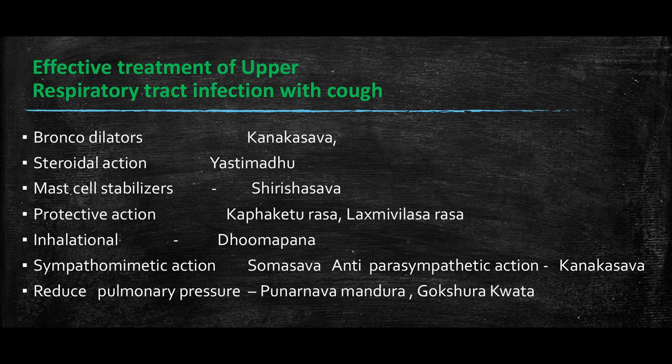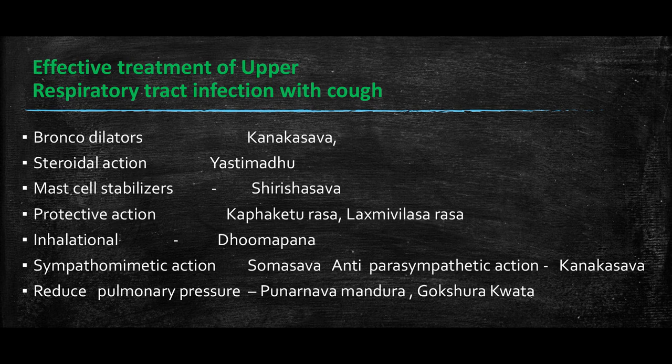Sympathomimetic action and parasympathomimetic action, if you want to exert this particular action, Somasava and Kanakasava can be given in the calculated doses again. Okay, to reduce the pulmonary pressure, Punarnava Mandura, Gokshuradi Kwatha, etc. can be given in case of right heart failure conditions, etc. In COPD, etc. we can give these medicines.